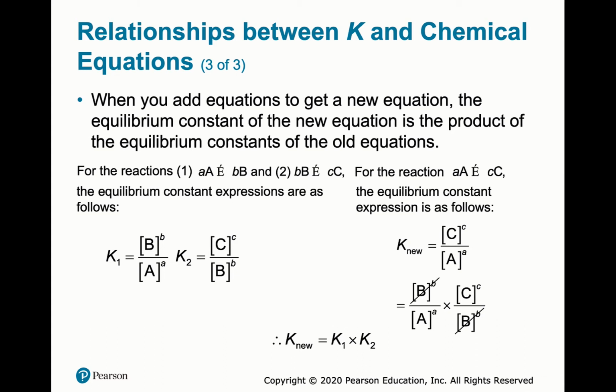When you add equations to get a new equation, the equilibrium constant of the new equation is the product of the equilibrium constants from the old reactions. So if your reaction is A in equilibrium with B, and B in equilibrium with C, for A in equilibrium with C you take the two equilibrium constants and multiply them together. You can also see that the B cancels out in that.